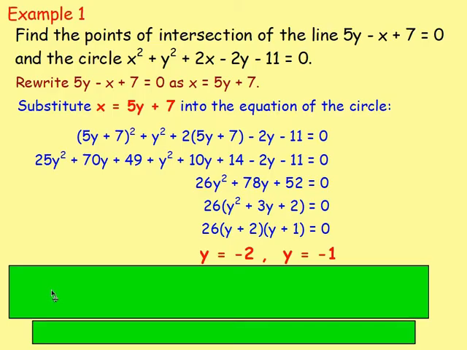How would you get the x value? Yeah, substitution. You can just sub it into this equation here. So you know that x is equal to 5y plus 7. So if you sub these two values in for y, you can find out the x value.